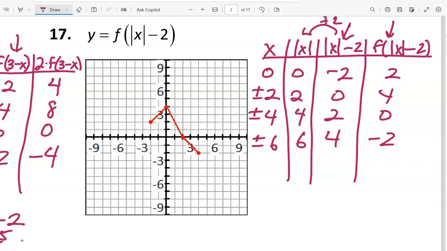So we have the point 0, 2. We also have 2, 4 and negative 2, 4. 4, 0 and negative 4, 0. And finally 6, negative 2 and negative 6, negative 2. Connecting, we get an interesting looking graph.